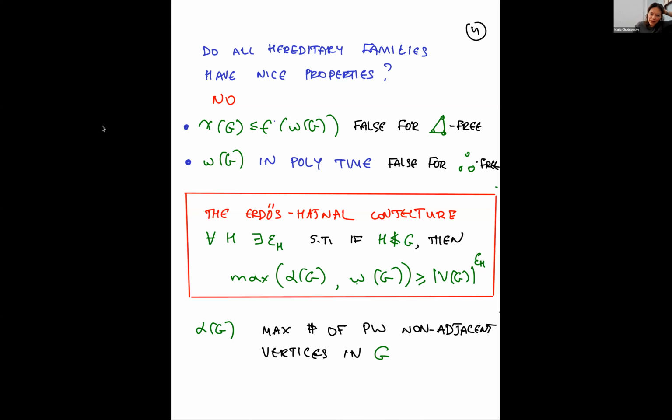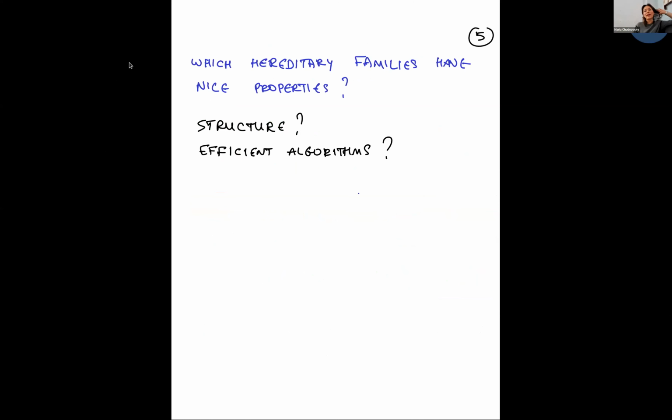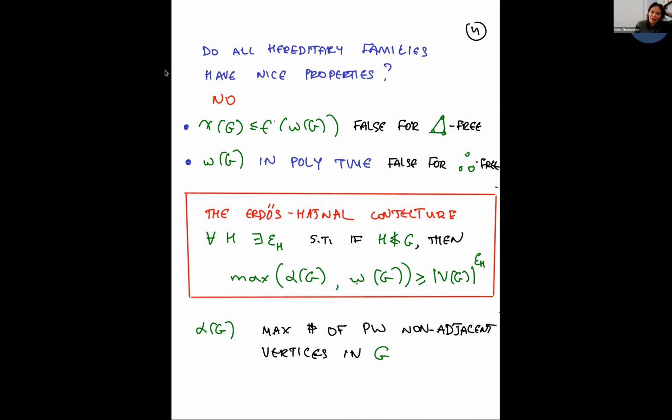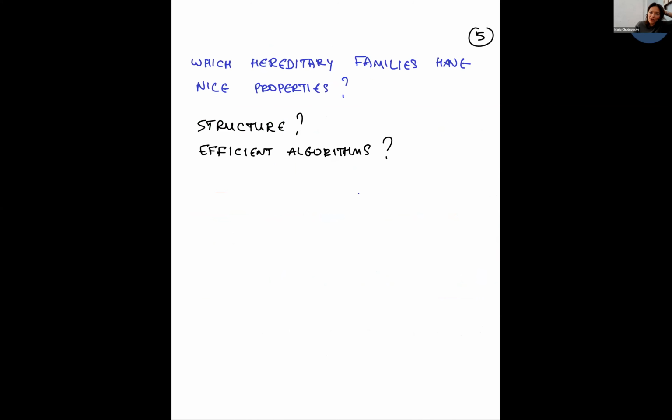So anyway, so far this was advertisement for hereditary families. And now we're going to ask which hereditary families have nice properties. There are many nice things you can ask about. I'm going to focus on structure and efficient algorithms. I'm going to completely ignore this: there's a lot of work and knowledge on when the chromatic number is bounded as a function of the clique number, but I'm not going to talk about that. I'm not going to talk about progress on the Erdős–Hajnal conjecture either, but just about structure and algorithms. Just one slice of it. Okay.